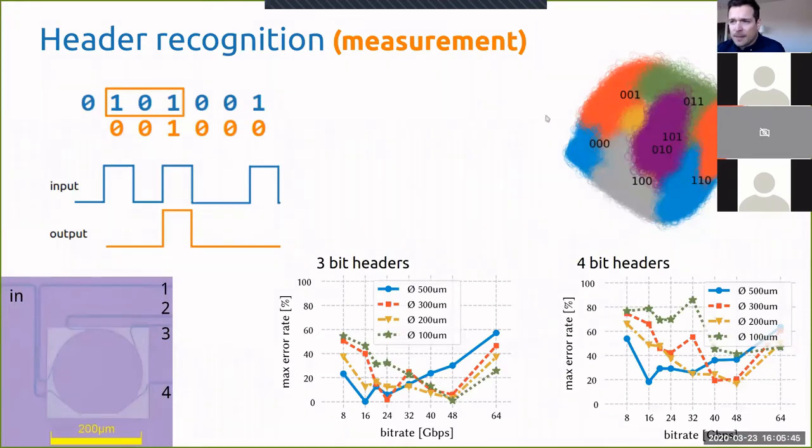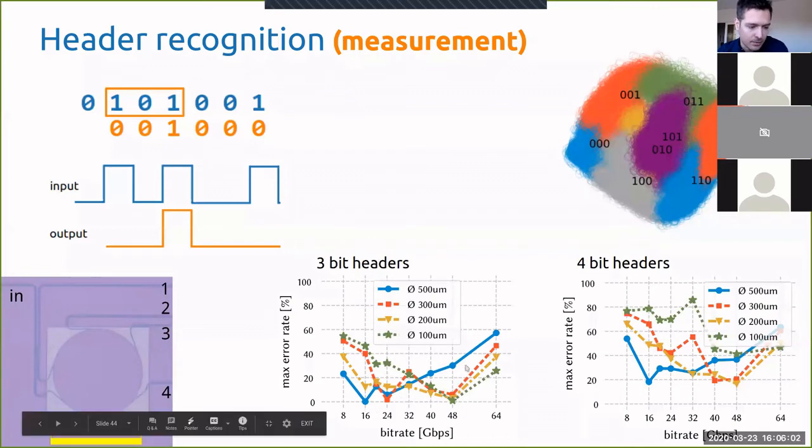And then we also did the header recognition task. Remember, in simulation, we were able to do up to 6-bit headers. In measurement, the results are not as good as in the simulations. We see that we can do up to 3-bit headers for most of the cavities. But once we go to 4-bit headers, yeah, things start to break down.